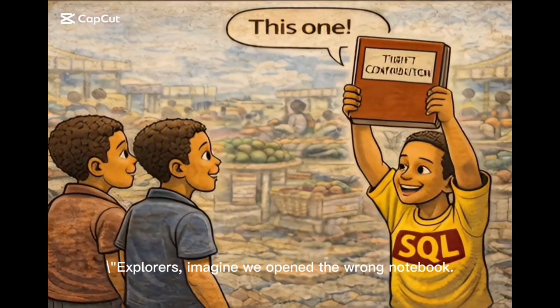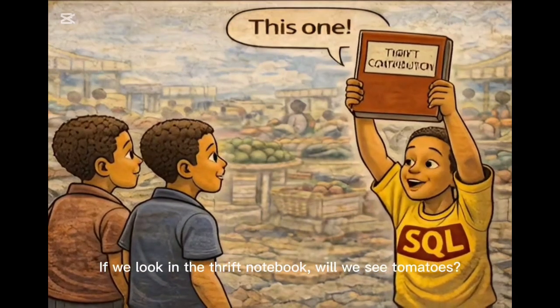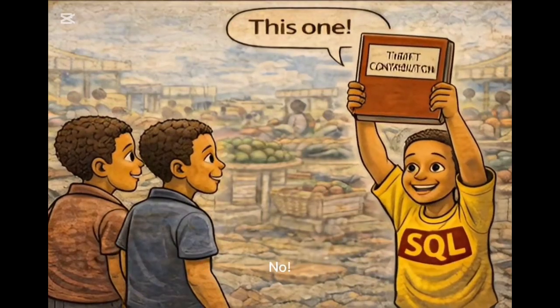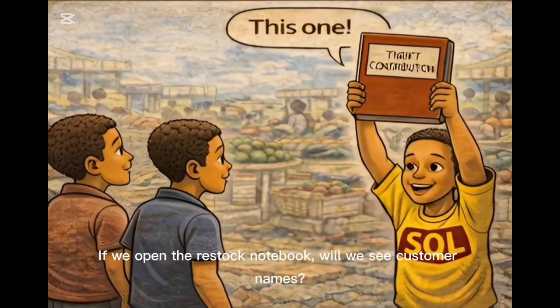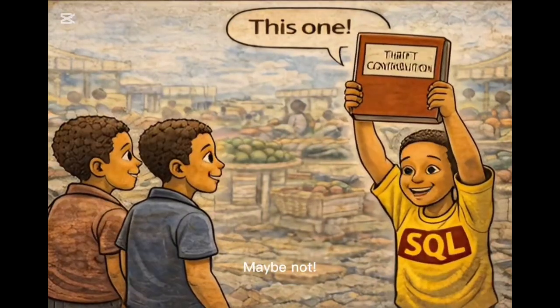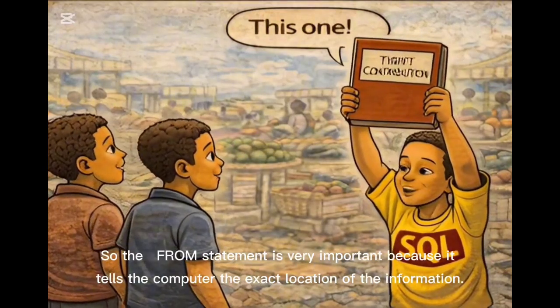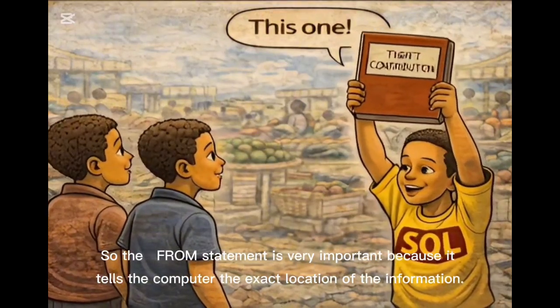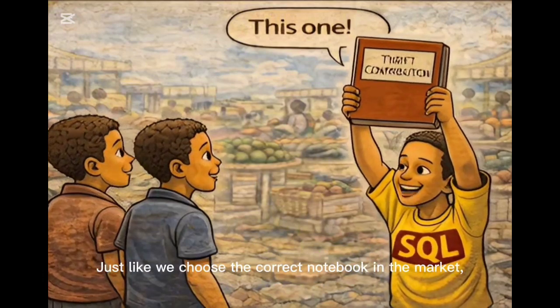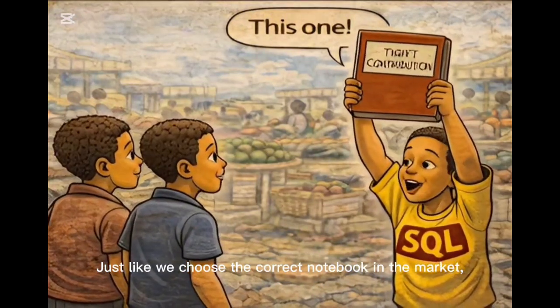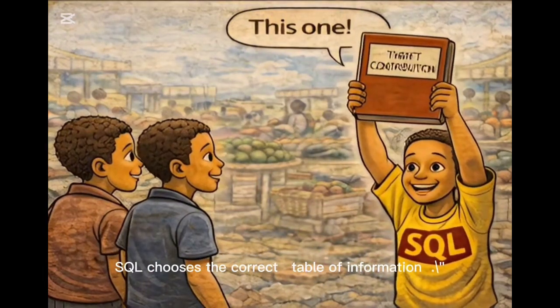Explorers, imagine we opened the wrong notebook. If we look in the thrift notebook, will we see tomatoes? No! If we open the restock notebook, will we see customer names? Maybe not. So the from statement is very important because it tells the computer the exact location of the information. Just like we choose the correct notebook in the market, SQL chooses the correct table of information.